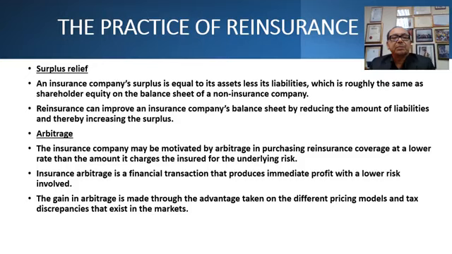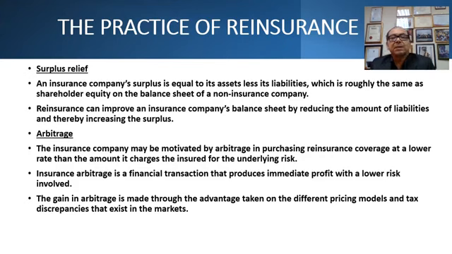So, arbitrage. The insurance company may be motivated by arbitrage in purchasing reinsurance coverage at a lower rate than the amount it charges the insured of the underlying risk. Normally the reinsurance company, the big company, will also not charge a very high premium because they are very big, so they collect a lot of premium. So normally the reinsurance premium that a small takaful company pays won't be very big. So it's quite reasonable. This policy is working very well in the insurance industry, whether conventional or even takaful insurance.